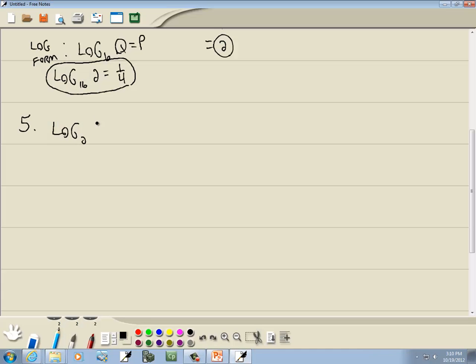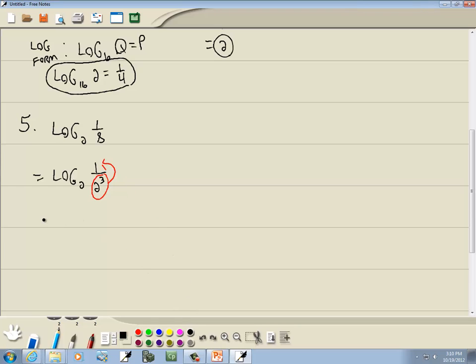Log base 2 of 1/8. Same instructions. We want to evaluate it without using a calculator. Now 8 is pretty easy. That's 2 to the third. So I'll start there. So this becomes 1 over 2 to the third. Now our formula doesn't say anything about the 2 to the power being trapped in the denominator. So I'm going to take this 2 to the third and I'll move it up on top.